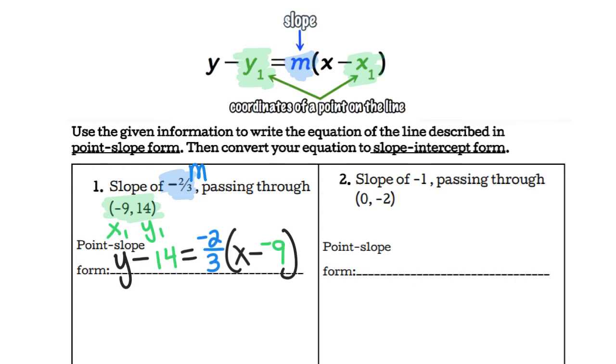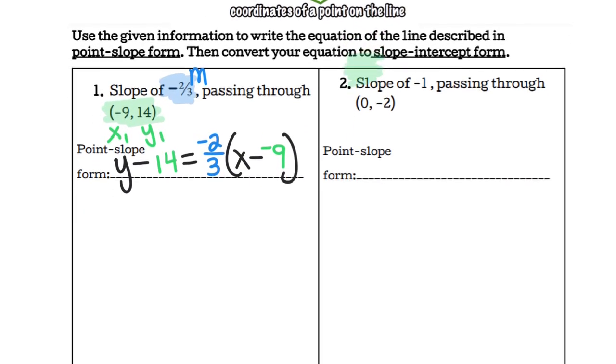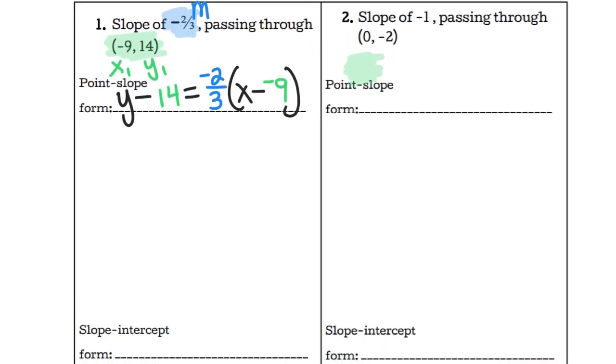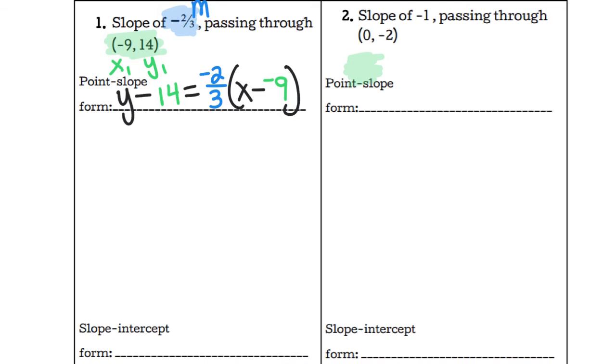So I'm going to do a little bit of simplifying here. Let's go ahead and slide that up a bit. Okay, so the first thing I'm noticing is that I have a double negative inside the parentheses with the x and the minus -9. So what I'm going to do is rewrite this equation. The y minus 14 equals negative 2/3. And then inside the parentheses, I'm going to clean that up into an x plus 9.